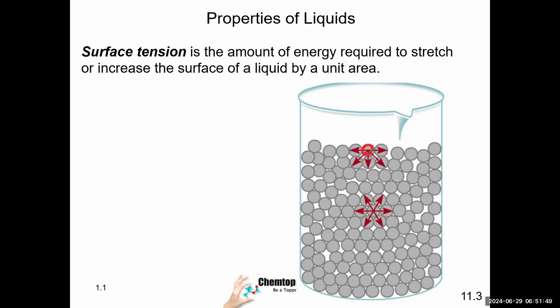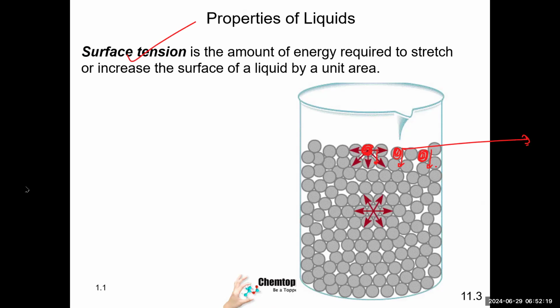So the molecules on the surface are pulled in the downward direction, right? Downward direction. And downward means they are pulled inside. If I want to stretch them, if I want to spread them, I need energy because they are pulled inside. They have attractive forces which are pulling them down. So if I want to stretch it like this, we need energy to stretch it. That is called surface tension.